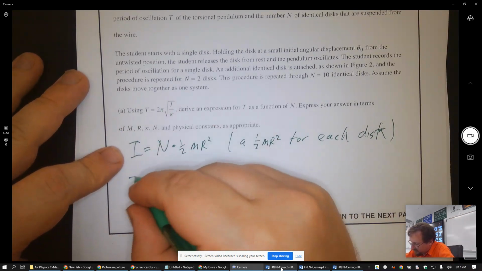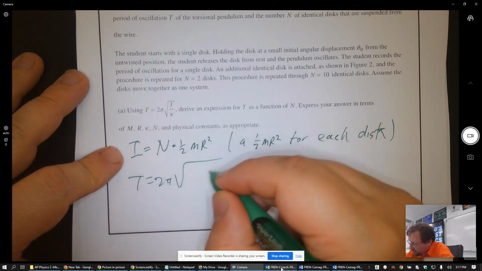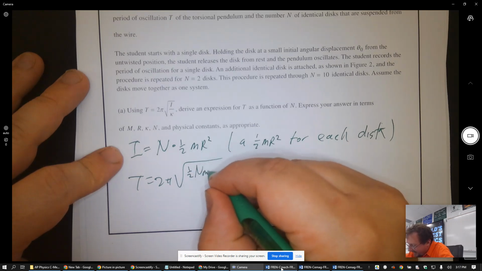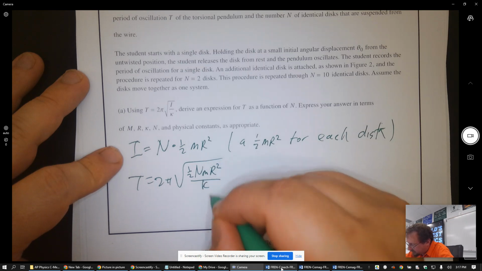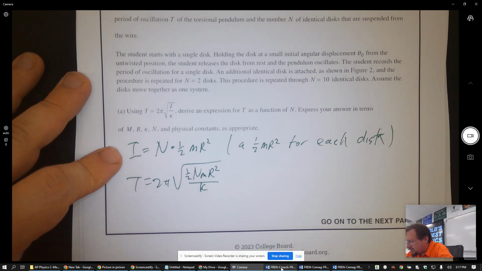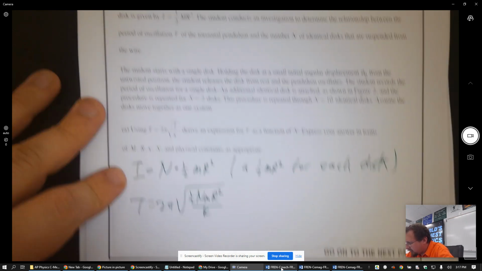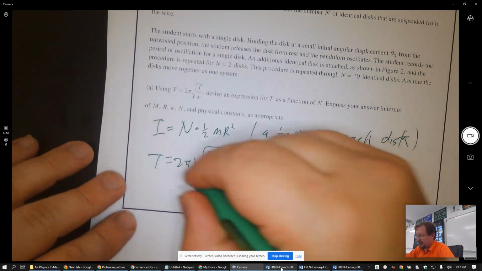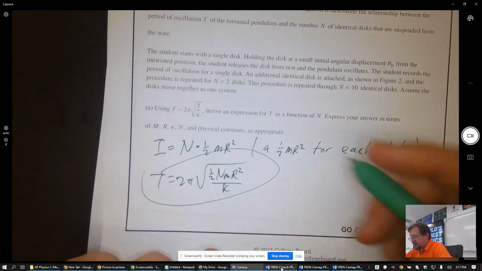So I'm just going to replace that. T equals 2 pi square root of, I guess I'll put the 1/2 out in front, 1/2 N mr squared over the K constant or whatever. Do we ever see the K constant? It just says torsion constant right there, but it doesn't actually say anything more about it. All right, that's it. I'm just going to put a circle around it. Does that really derive? Sure, whatever.